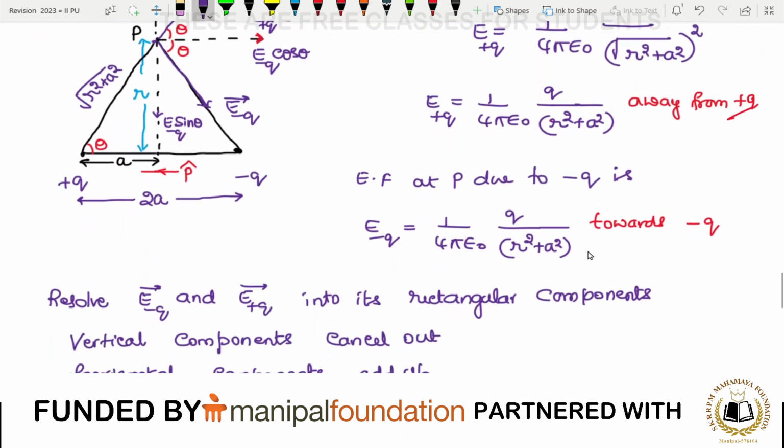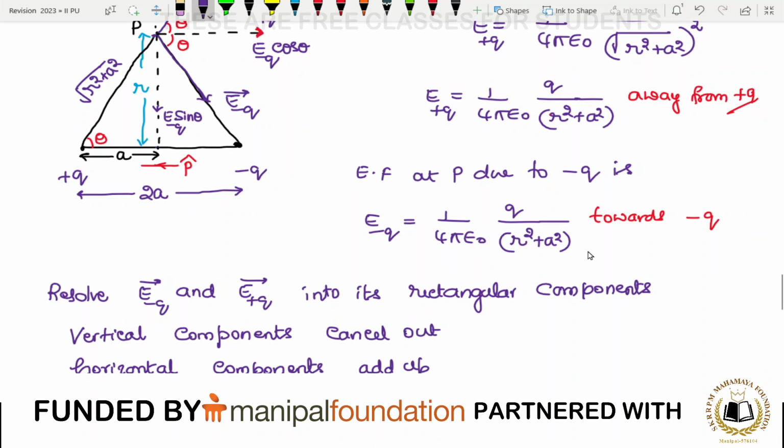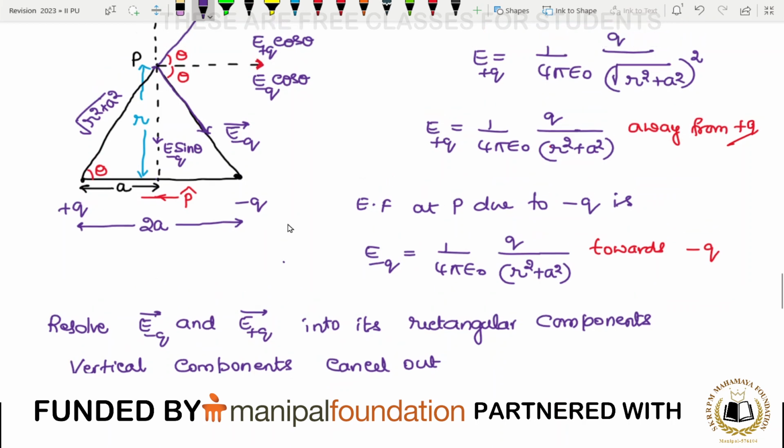Next, similarly due to negative charge, same equation, but direction becomes what? Towards the negative charge. Because the charge is negative, the direction of the electric field is towards it. Now these two vectors are neither along the x-axis nor the y-axis, so they have different directions. So we have to resolve these two into rectangular components. Resolve E plus Q vector and E minus Q vector into components. Now what will happen? Vertical components will get cancelled out because they are equal in magnitude and opposite in direction.